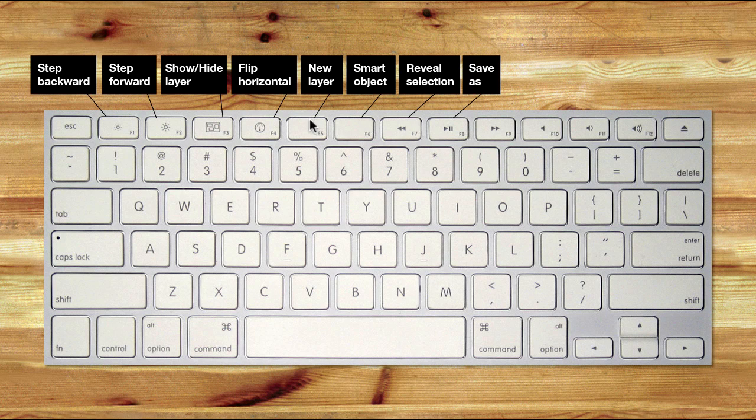Then F5 is my new layer option. F6 is creating a smart object from the selected layer or layers. F7 is to create a mask from a selection, and F8 is to save something as a different format or into a different format. Now let me show you how to set up a custom keyboard shortcut, and then let me show you how I work with these shortcuts.